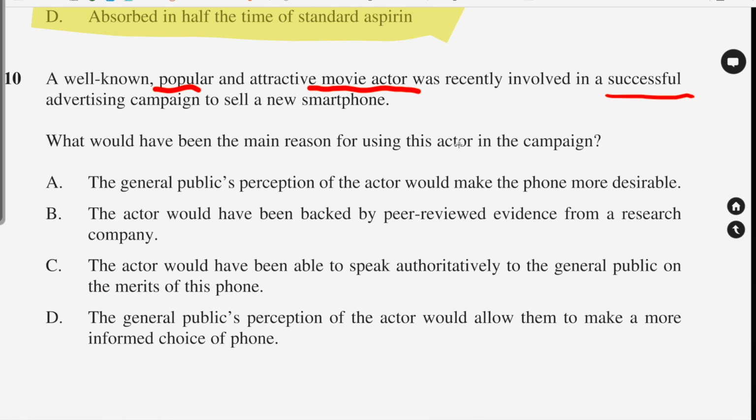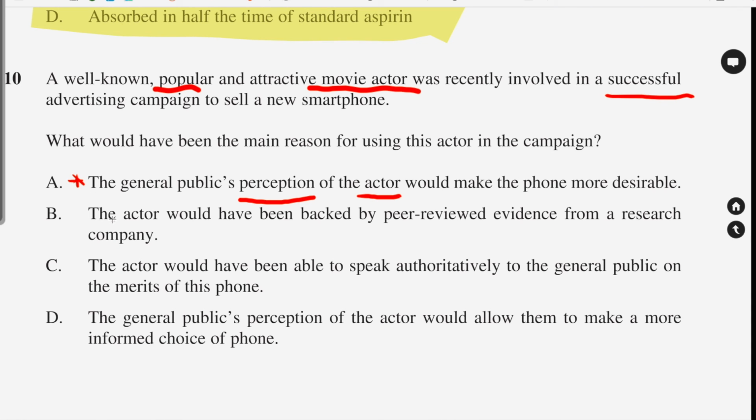Now, one of the things there, you should be able to remember that this is part of the halo effect. The fact that people in general will buy something if they feel some sort of connection to the star. And that kind of inexplicably explains the Kardashians, who are famous for just being famous and yet somehow are able to sell a lot of crap. Now, let's have a look here. Part A. General public's perception of the actor would make the phone more desirable. Now, perception of the actor. So that's saying that the actor is the reason people are doing that. So let's just put a little mark there. That sounds like a good answer.